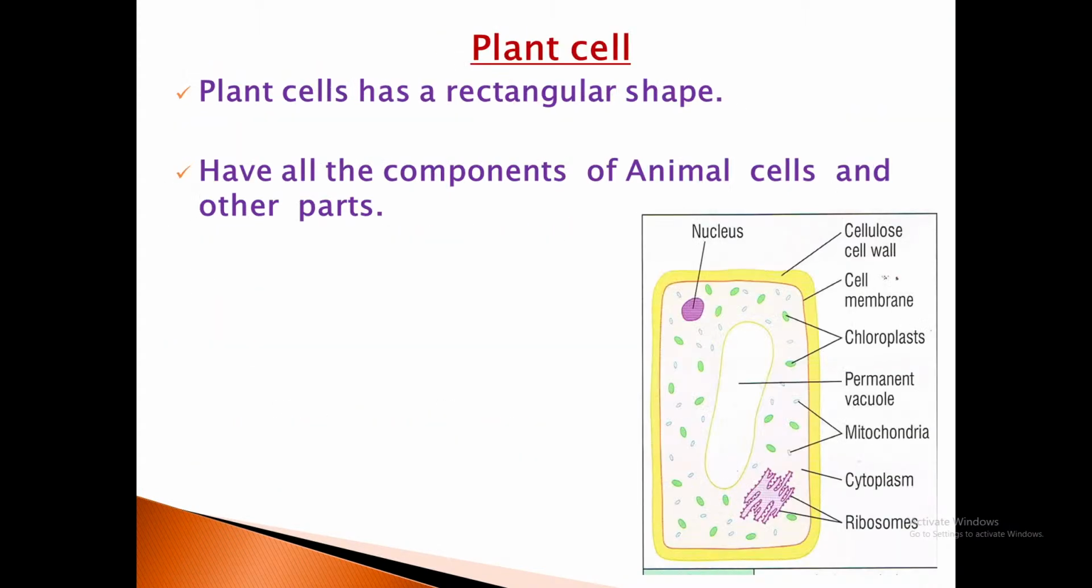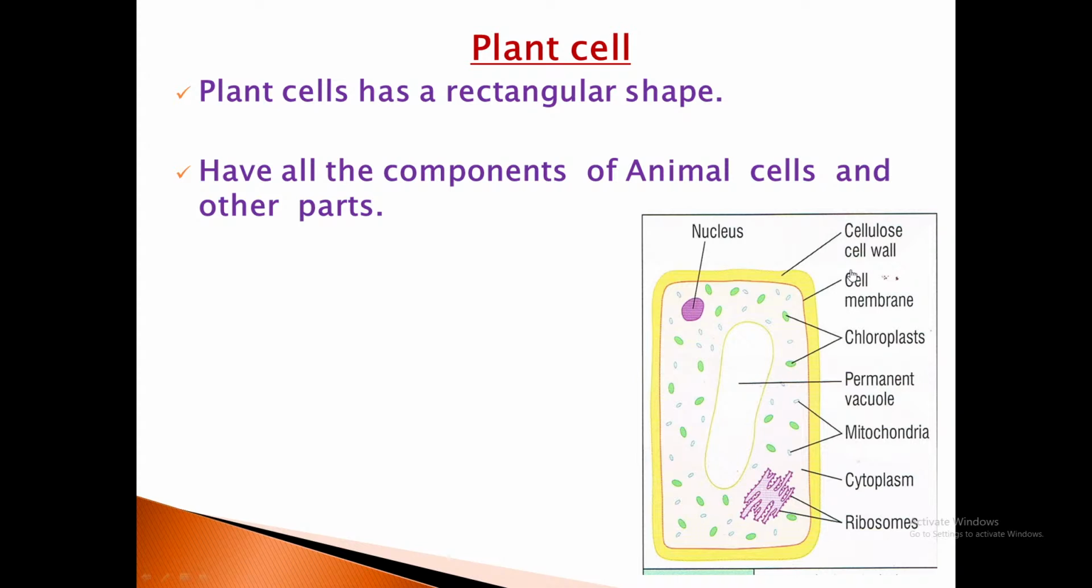Looking at the plant cell now. Plant cells have what is known as a regular, rectangular shape. So when you look at the cell now, you can say that yes, this looks like a box. Yes, this looks like a rectangle. So right away, that is a difference between animal cell and plant cell.